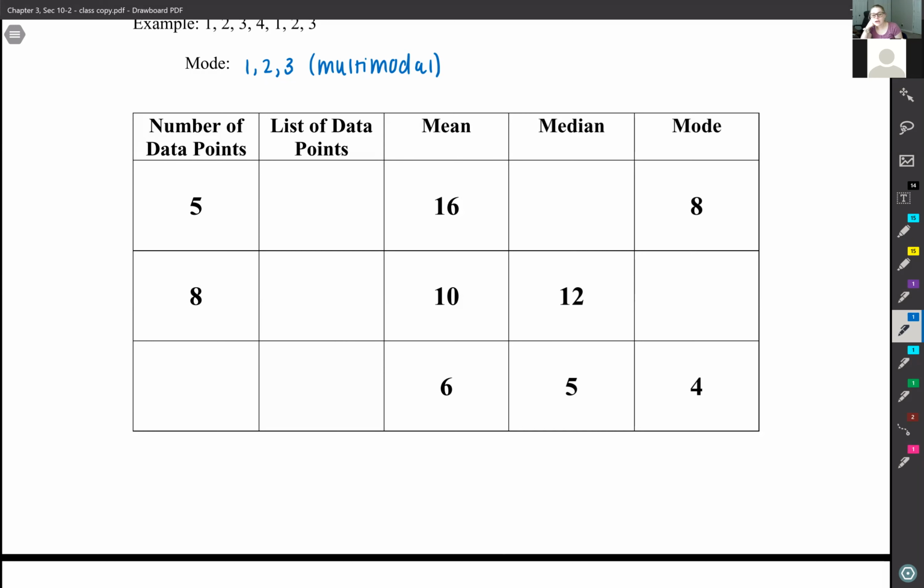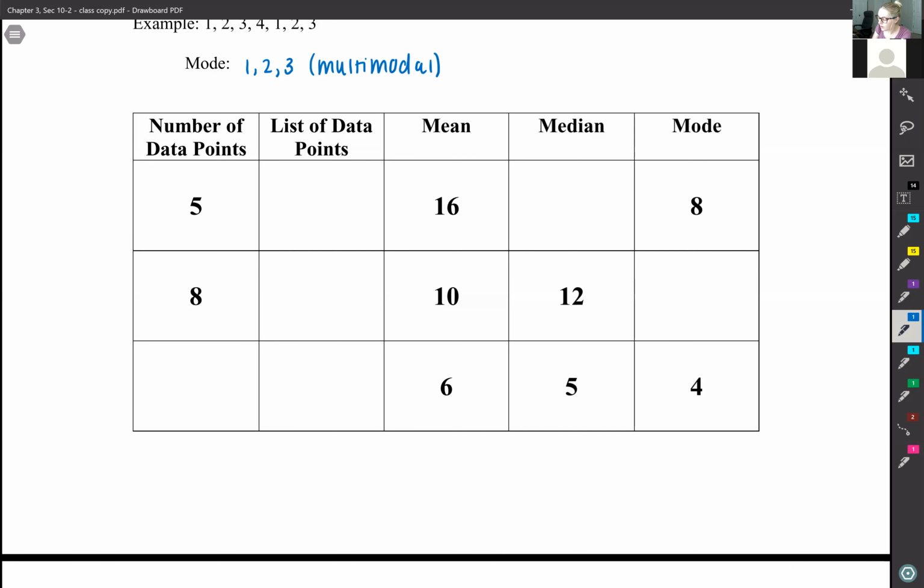So when we have 5 data points, our mean is 16. So what does this mean? If your mean is 16, it means that when I added up all 5 of the data points and then divided by 5, I got 16 as the answer. So in other words, your data points will need to add up to 5 times 16. So let me try and write that down and explain.